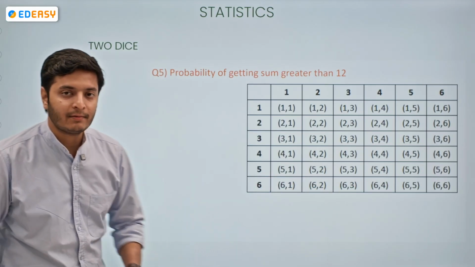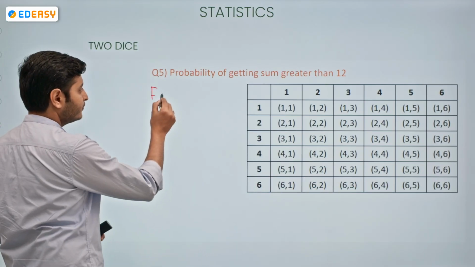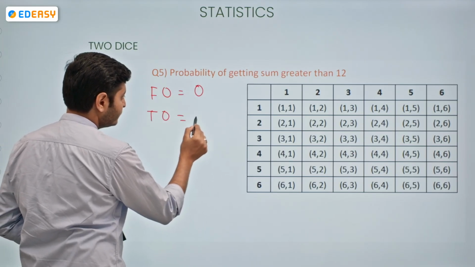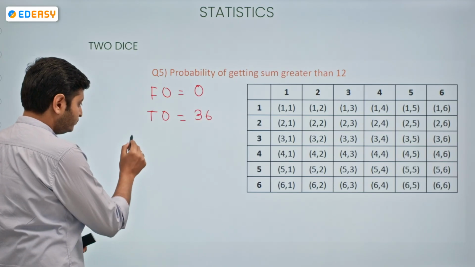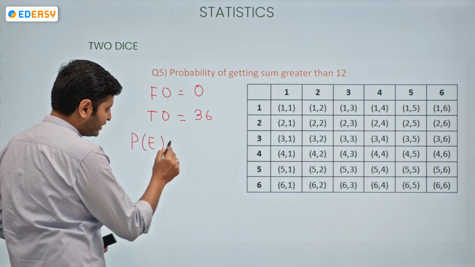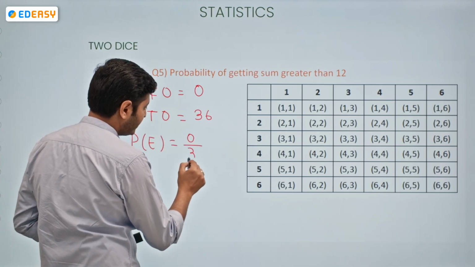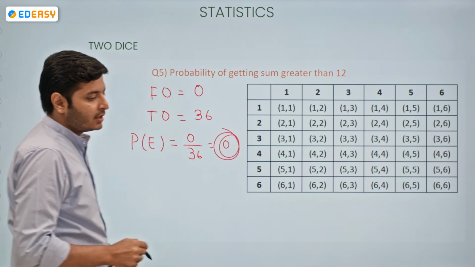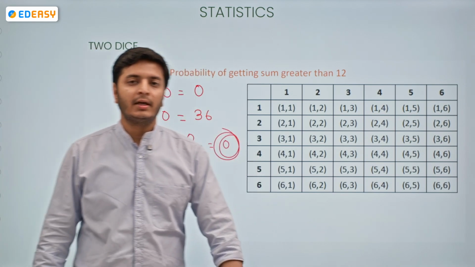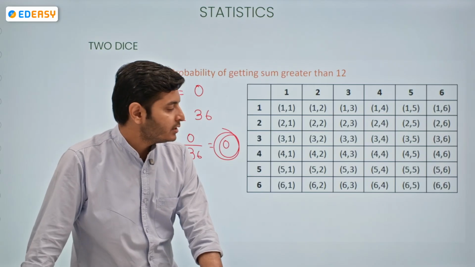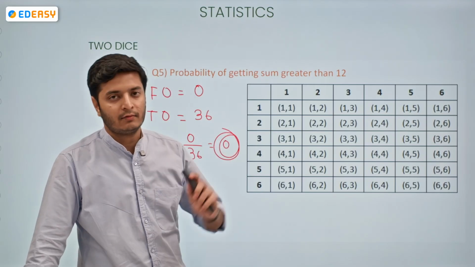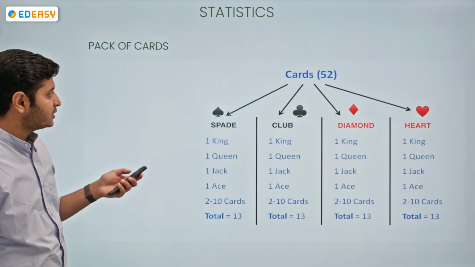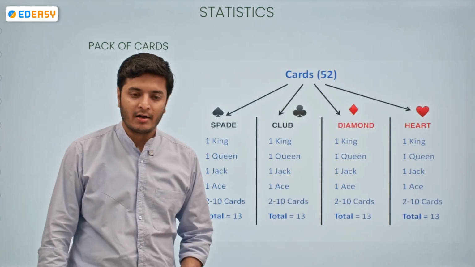So how many such favorable outcomes? 0. Total outcomes 36. Probability of this event to happen is 0 by 36, or 0 only. So there are 0 chances that you are going to get values in such a way that their sum is greater than 12, correct? Now, the next problem is about cards.